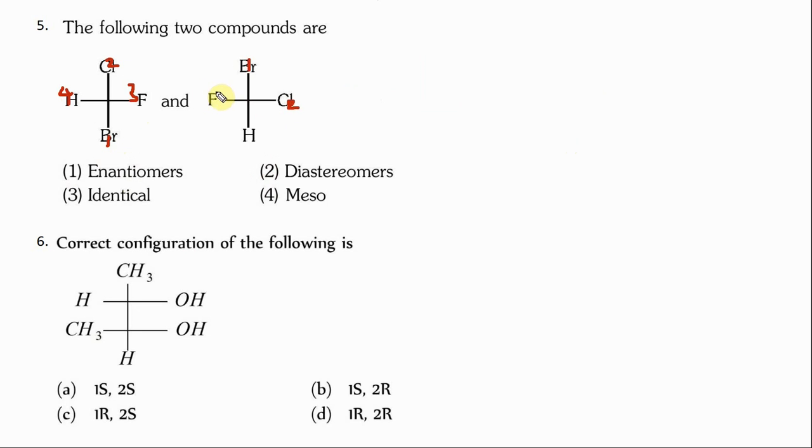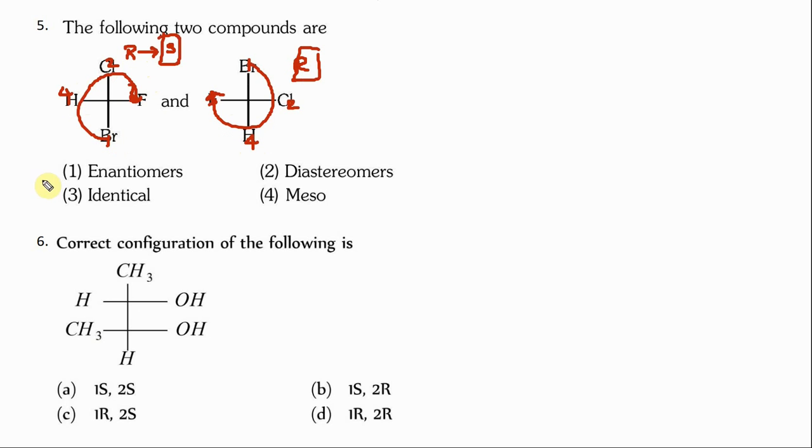1, 2, 3, 4. Alright, so to connect 1, 2, 3, again always skip 4, and connect the 1, 2, 3 sequence. 1, 2, 3, this is going to be clockwise. 4 is on the horizontal plane, so this is R. Here I have to connect 1, 2, 3.